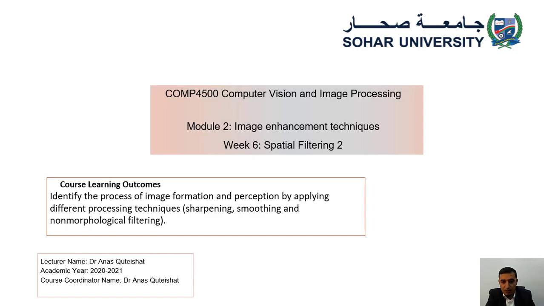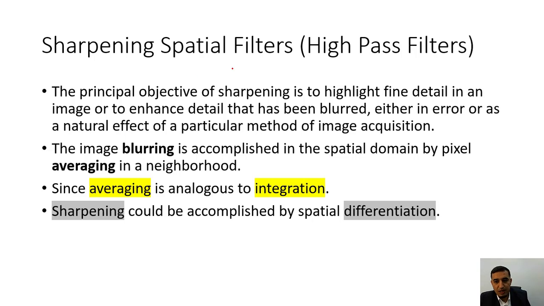Today we are going to talk about image enhancement techniques and the second part of spatial filtering. In the previous class we talked about the low pass filter and the median filter. Today we are going to talk about the high pass filters, which do the sharpening for an image. So, a high pass filter.